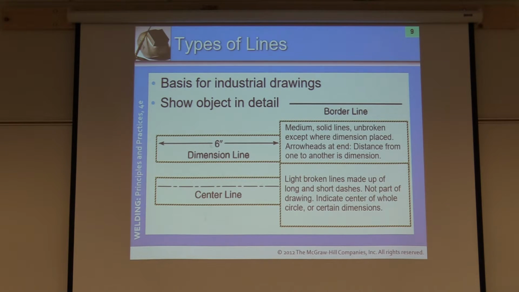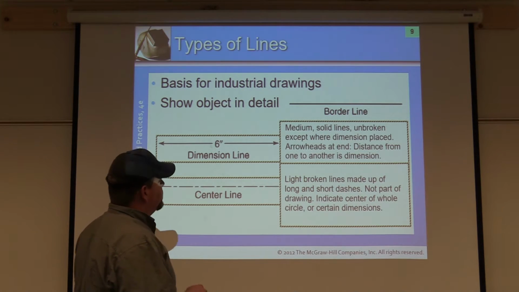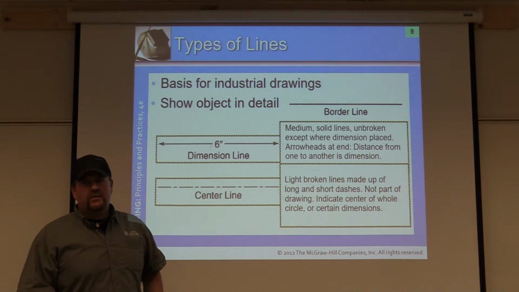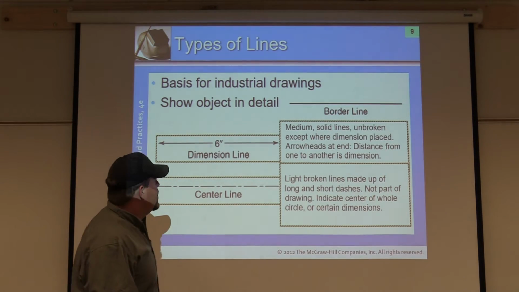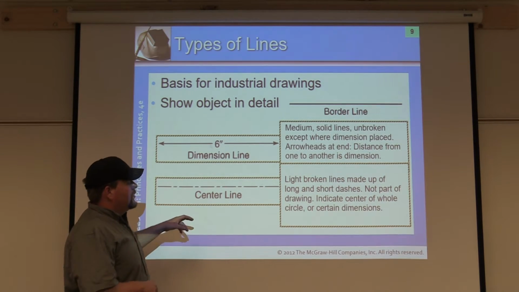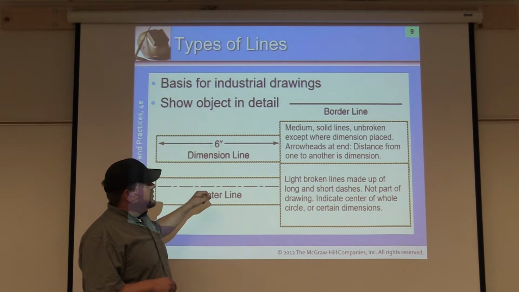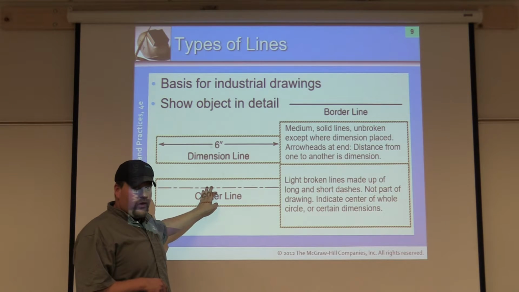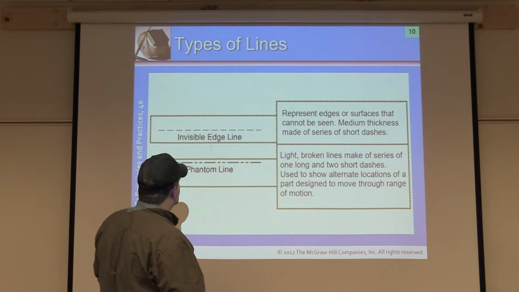Center line, light broken lines made up of long and short dashes. Not always part of the drawing. However, in a lot of pipe fitting diagrams, I have seen this. Just to clarify, it used to be it was all off the center line. Now they'll do a 3D projection or an isometric view, and they may show all outsides of the fitting depending on wall thickness and so forth, okay?